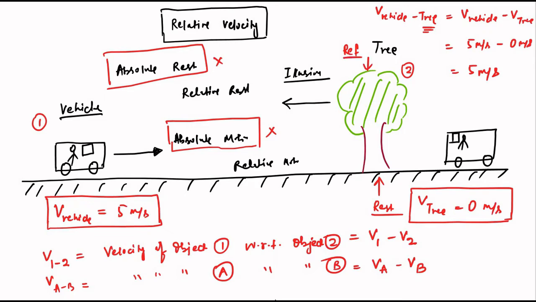So if someone is sitting on the tree, for him it will appear as if the vehicle is moving towards it at a velocity of 5 meter per second. Another interesting thing, let us say we calculate the relative velocity of the tree with respect to the vehicle. This is a very interesting concept which I was talking about, the illusion part.